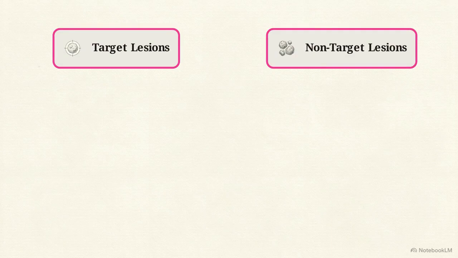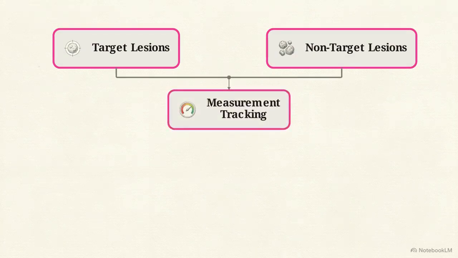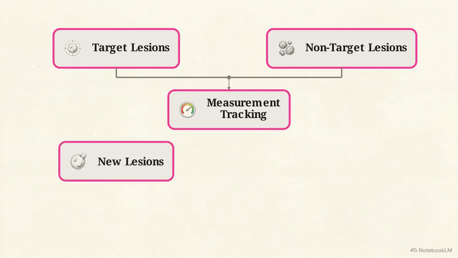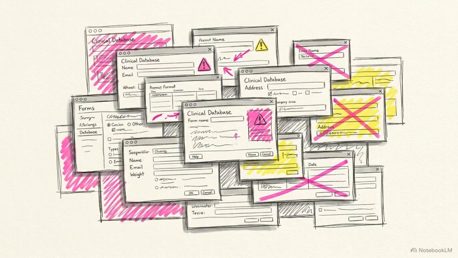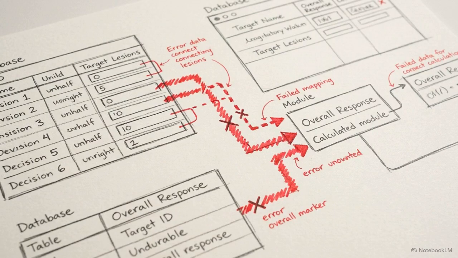This diagram illustrates that chronological logic. You start by identifying target and non-target lesions. Then you track measurements over time, monitor for the detection of new lesions, and funnel all of that data into a final calculation for overall response. Database builders who skip learning this logic end up with fragmented designs. They build isolated forms that fail to communicate with one another, making the data nearly impossible to analyze.